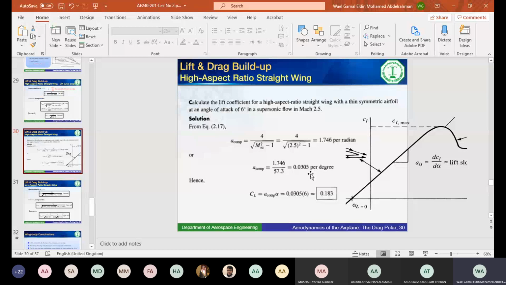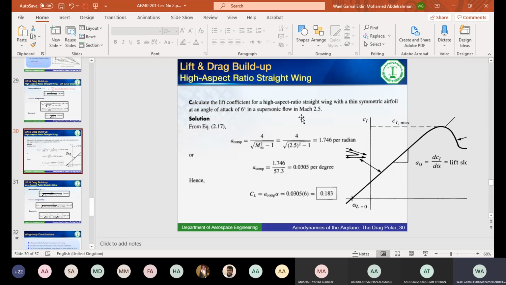So if the angle of attack is 6 degrees, the CL will be 6 times 0.03, that means 0.18. So that means the lift coefficient, that's the final answer here. The lift coefficient for this wing will be 0.183 when the angle of attack is 6 degrees.